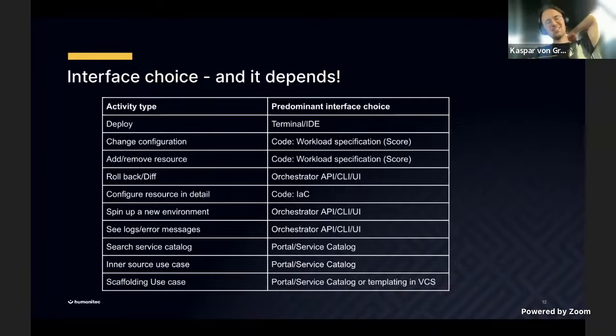For configuring resources in detail, that probably remains infrastructure as code in the modern enterprise, just for disaster recovery purposes, spinning up a new environment. Seeing logs and error messages, again, orchestrator, or you tweak the service catalog. It's in there, but it also depends. Backstage does not have that many plugins there, but if you are looking at something like Compass, again, feels like I'm advertising for Atlassian today, but no, they actually have a number of really good plugins just for KPI analysis and all of these things. And then inner source use case, again, definitely portal or service catalog, and scaffolding use case probably as well.